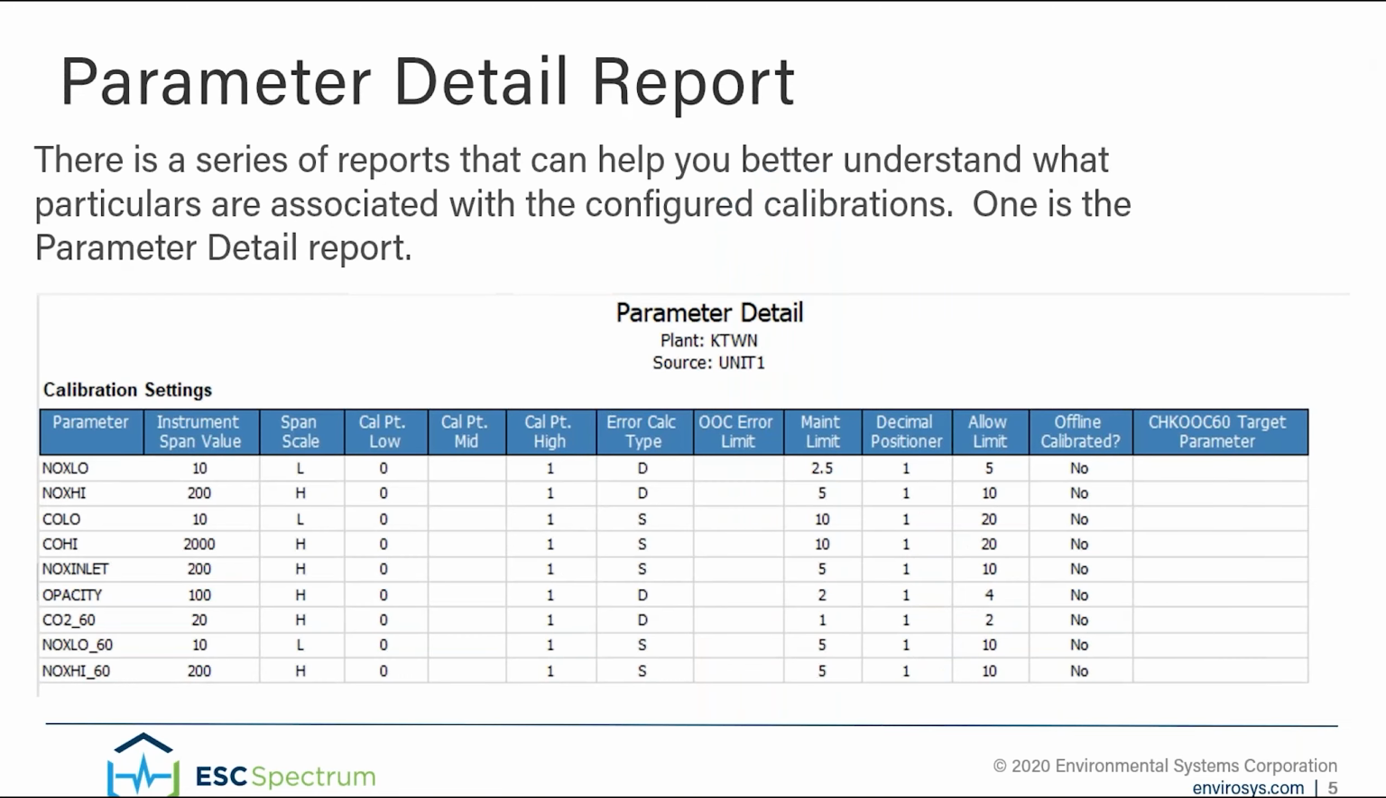So here's an example of the parameter detail report, and this is going to show you exactly where your calibration settings are. For example, we can see here we have NOx low, which is being calibrated with an instrument span of 10. We're calibrating on the low side, so I'm going to need a reference value for that NOx low between 0 to 20% for my daily calibrations and 20 to 30% for my linearities.